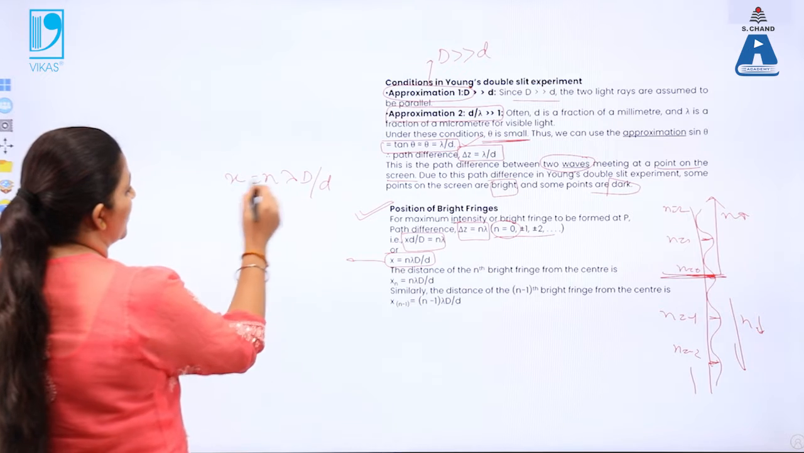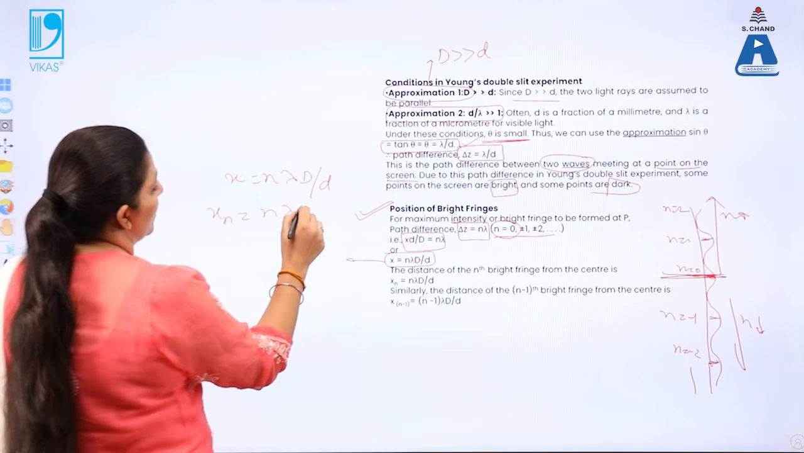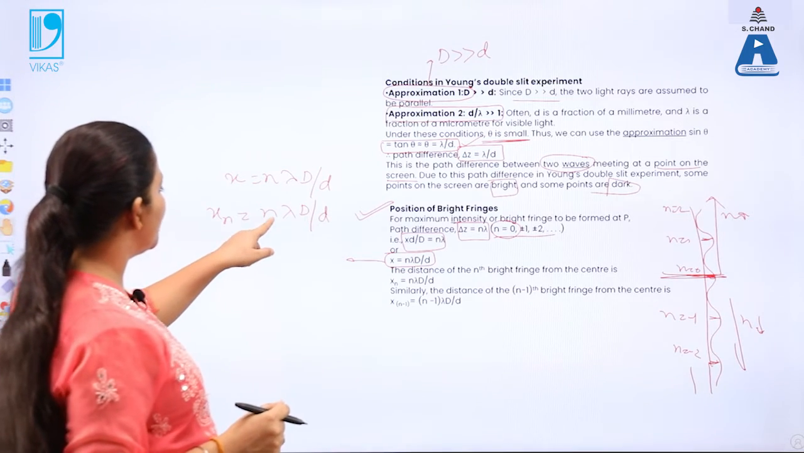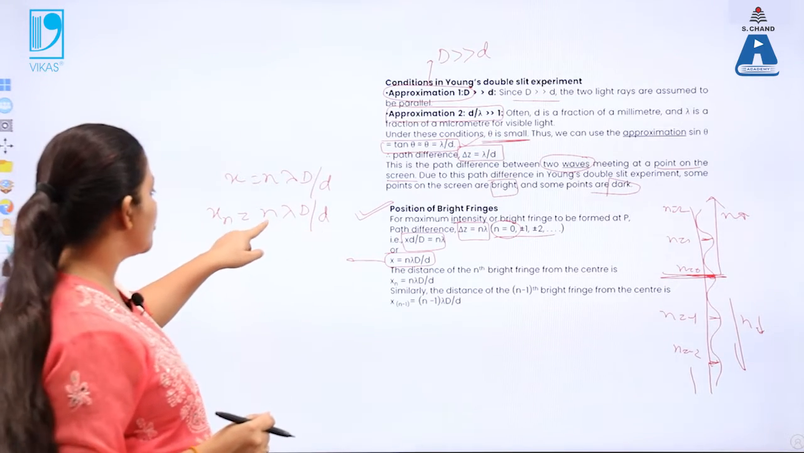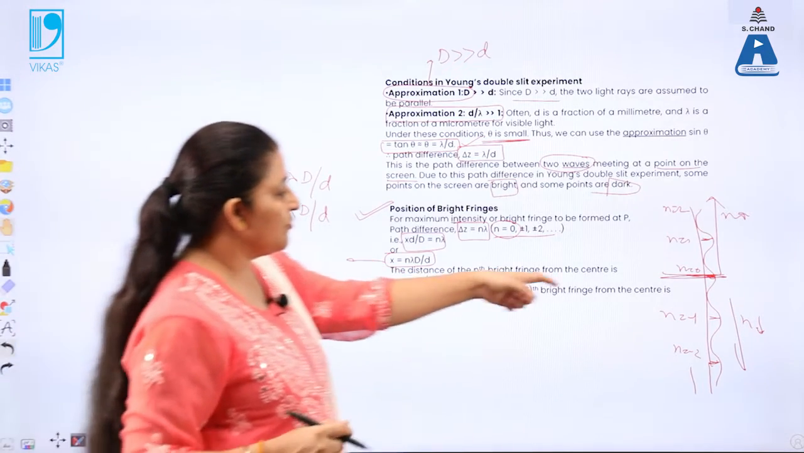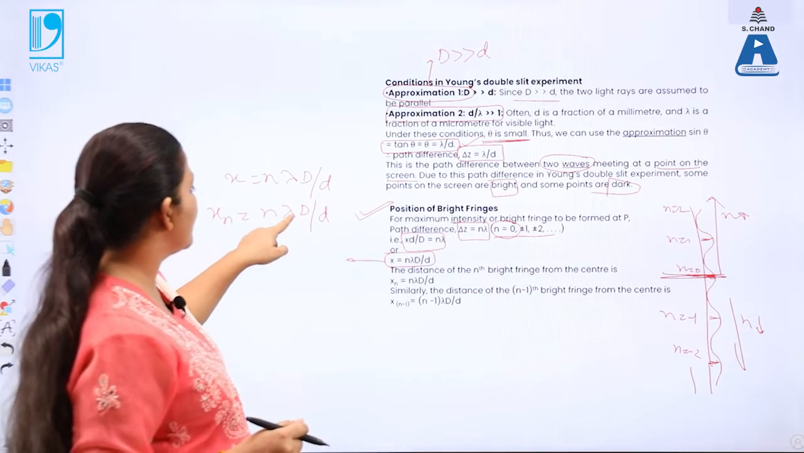Now it will depend upon n also, so we can write it as xn, which is equal to n lambda D by d. So that means the path difference for each and every n. Now put n equals 0, then we will get the central position. For n equals 0, we will get maxima at the center point. For n equals 1, that will be lambda D by d.